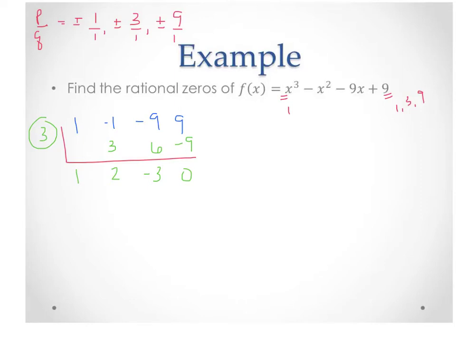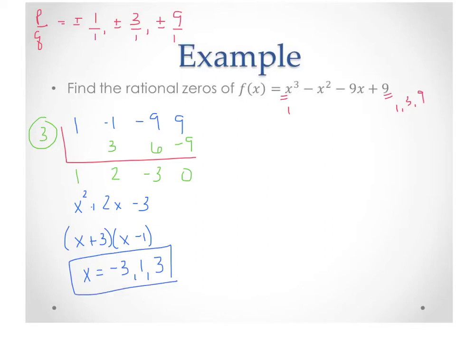So I would suggest rewriting this. So this is now x squared plus 2x minus 3. And it might be much easier just to factor this. So this is x plus 3, x minus 1. That works, and so this gives us x is negative 3, positive 1, and then we already had a positive 3 from up above. And again, notice all 3 of those are in our list from above. Okay, they should always be.